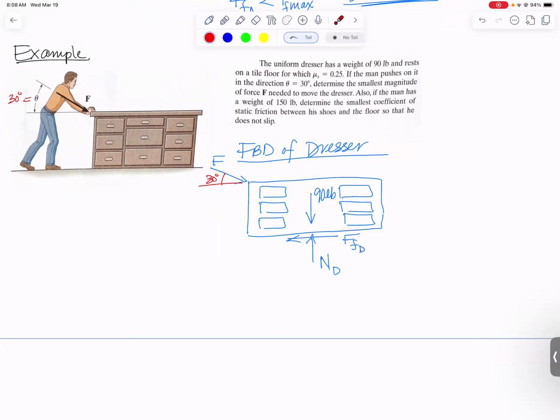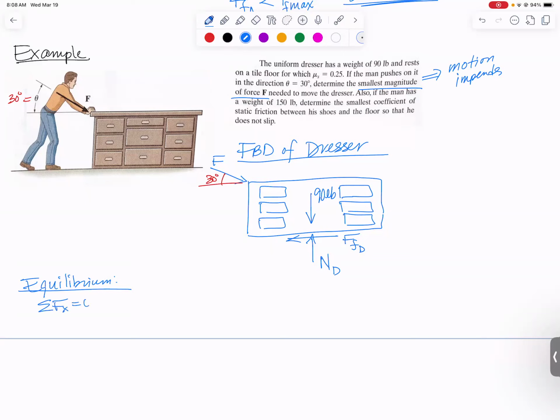So we will need a third equation to solve, and that's going to come from the fact that motion impends. The smallest magnitude of F is code for motion impends. And that means we can use our friction equation. So we have a free body diagram. Let's write our equilibrium equations, only summing forces because we don't have any distances to sum moments.